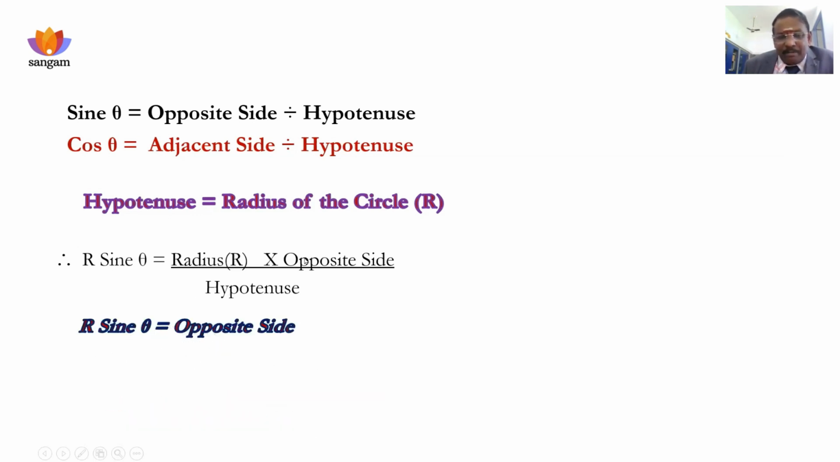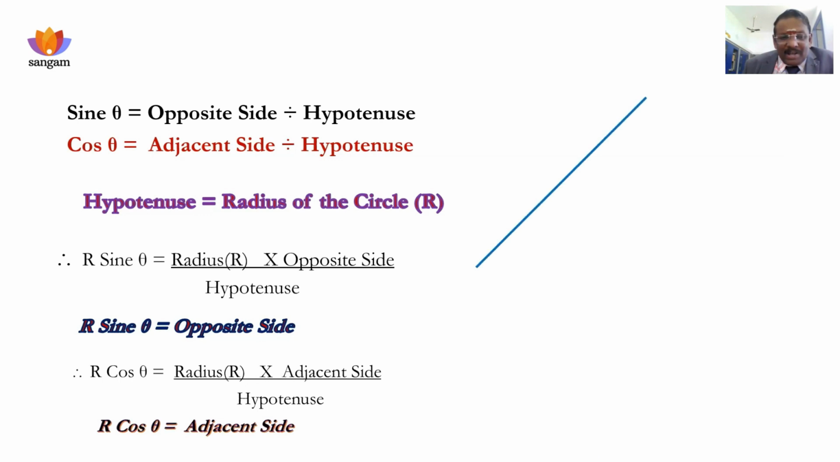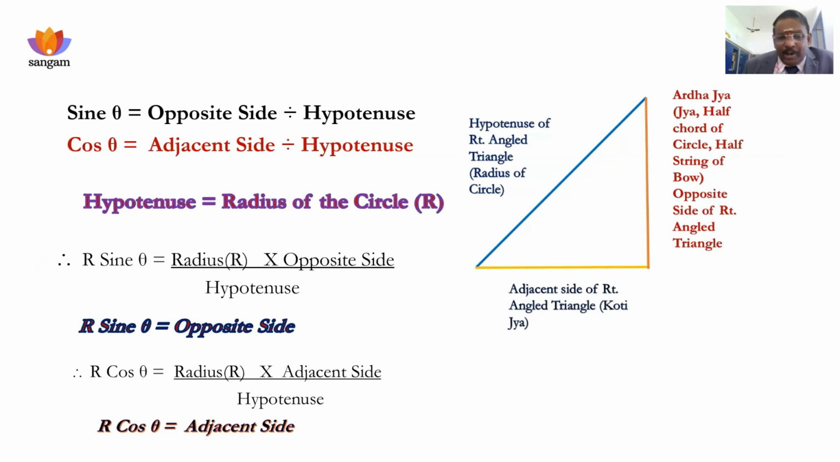This is another important basis. In the same way, r cos theta: here you are multiplying radius, so here also we multiply radius, radius and the adjacent side by hypotenuse. This radius and hypotenuse are one and the same, so they nullify each other. So r cos theta is the adjacent side. This is another important point.